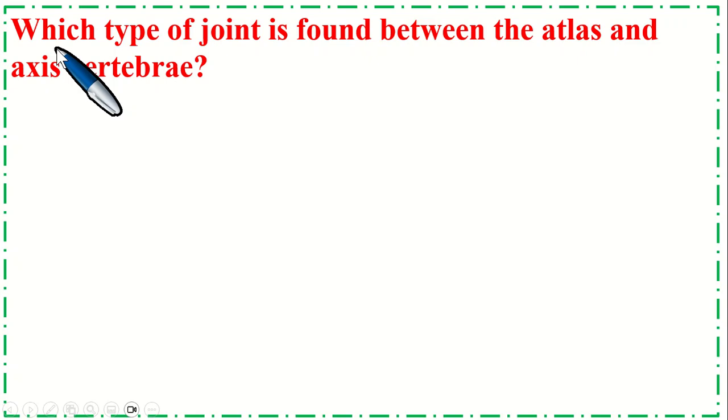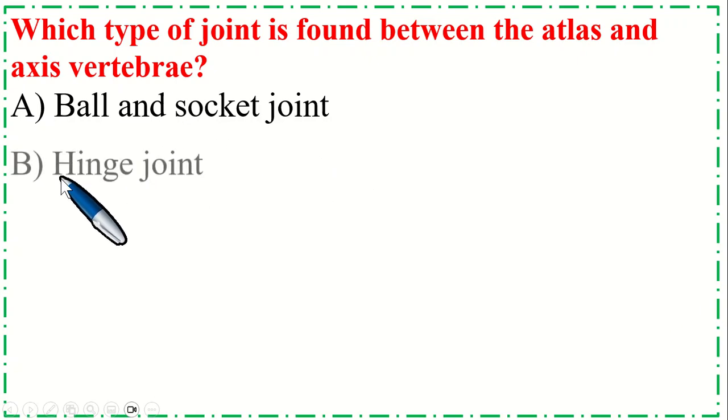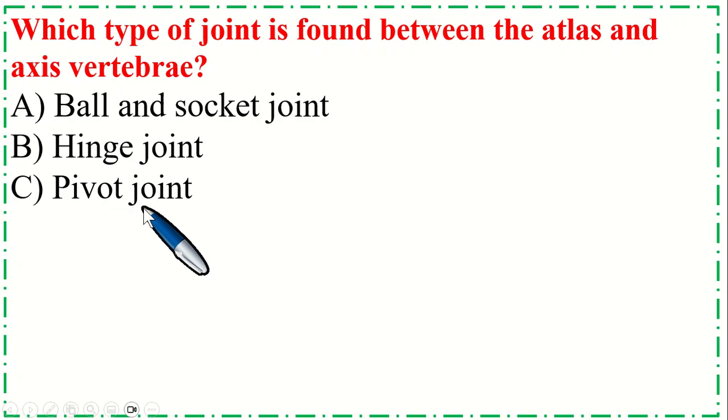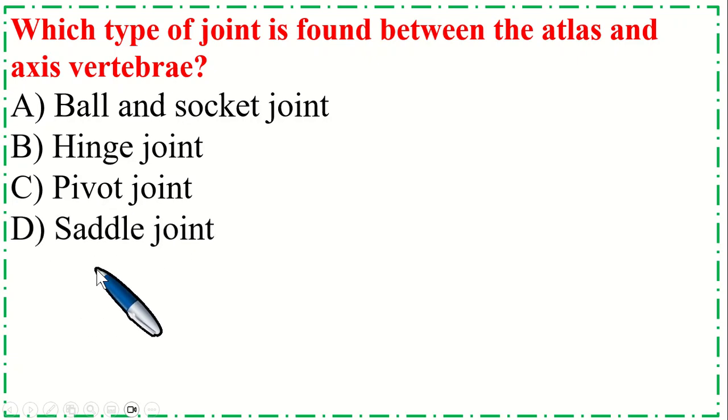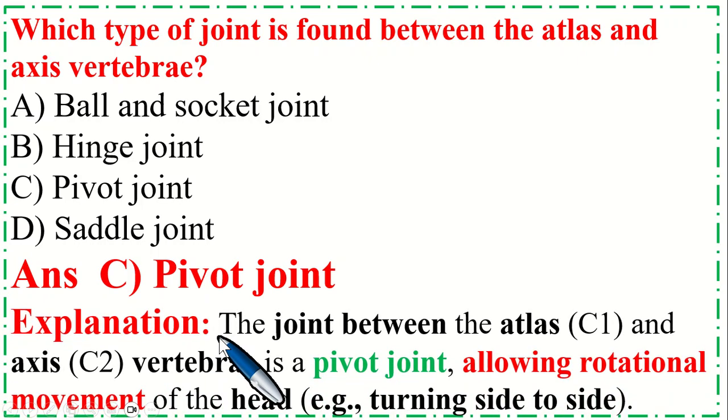Dear student, this is very important MCQs. Which type of joint is found between the atlas and axis vertebra? Option A, ball and socket joint, B, hinge joint, C, pivot joint, D, saddle joint. So the correct option is C, pivot joint. Explanation is the joint between the atlas C1 and axis C2 vertebra is a pivot joint allowing a rotational movement of the head, for example turning side to side.